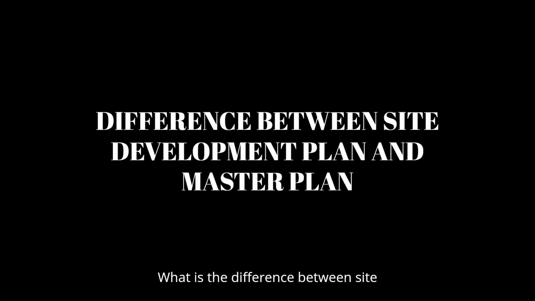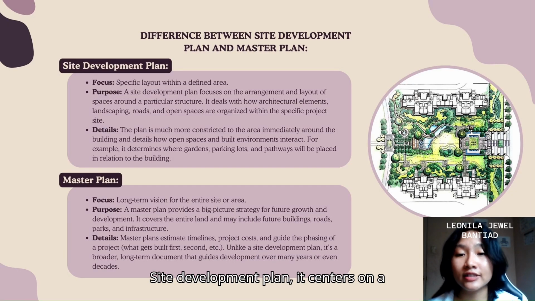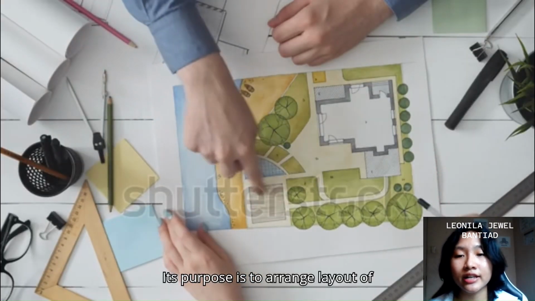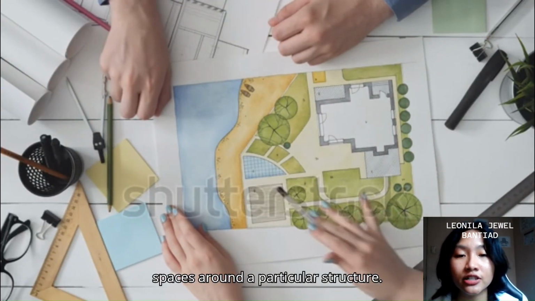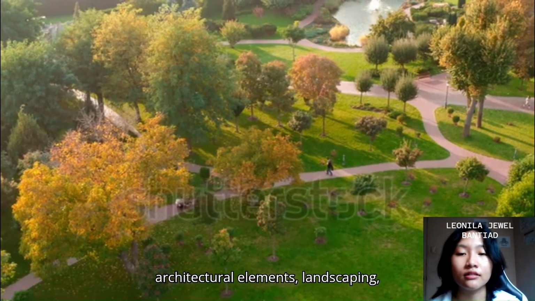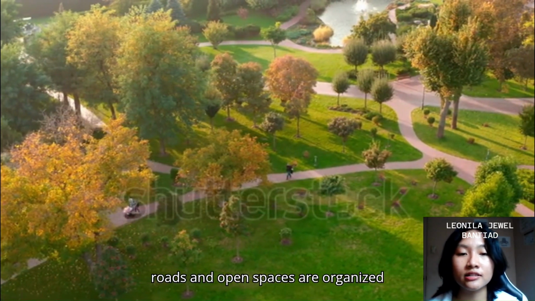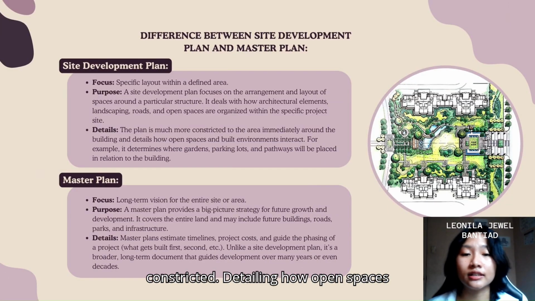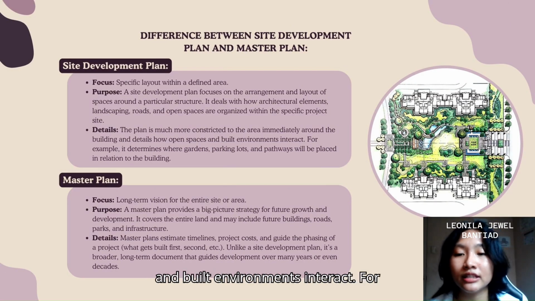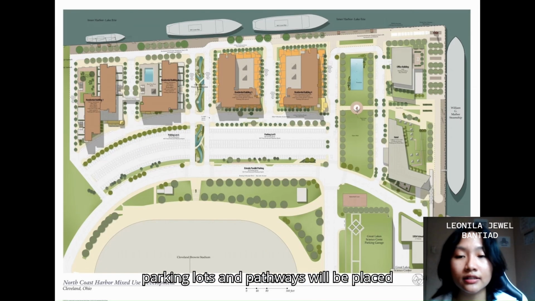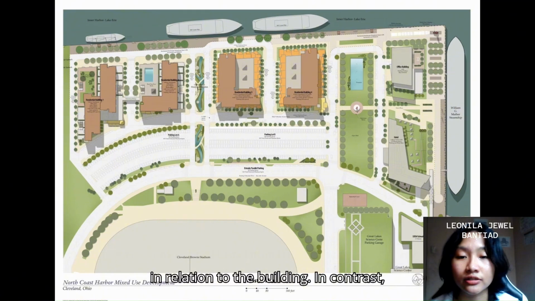What is the difference between site development plan and master plan? Site development plan centers on a specific layout within a defined area. Its purpose is to arrange layout of spaces around a particular structure. In essence, it deals with how architectural elements, landscaping, roads, and open spaces are organized within the specific project site. The site development plan is much more constricted, detailing how open spaces and built environments interact. For example, it determines where gardens, parking lots, and pathways will be placed in relation to the building.